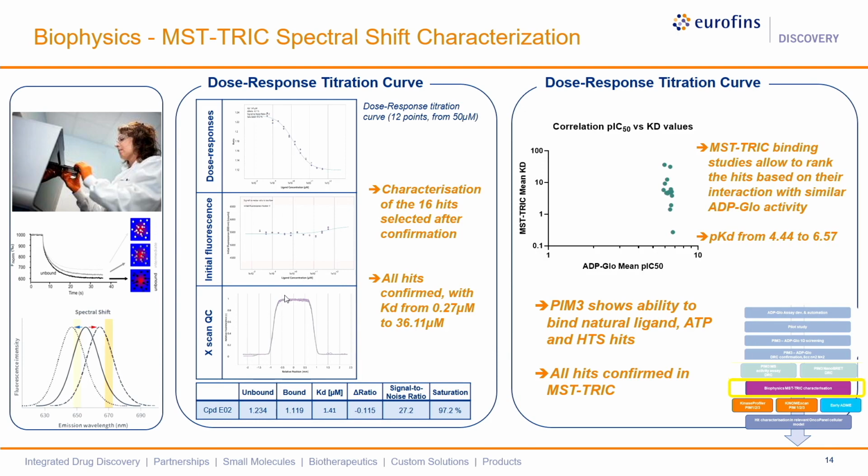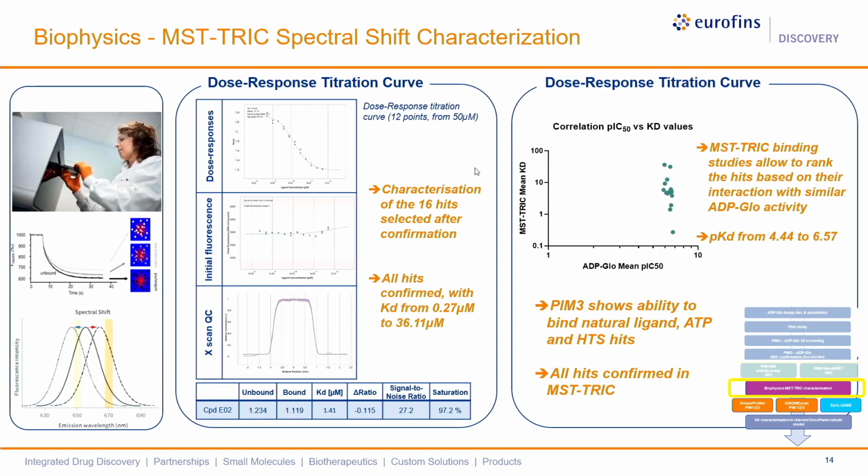And also this graph, it's a quality control of the several measurements we do. If you have spread lines on the top part, it means you don't have robust data. In this case, all the lines are superimposed, so we are very confident in the quality of the data. We tested the 16 hits we got from the 6 clusters using the MST-TRIC spectral shift, and we confirmed all of them by binding, with affinity between 0.27 micromolar up to 36 micromolar.